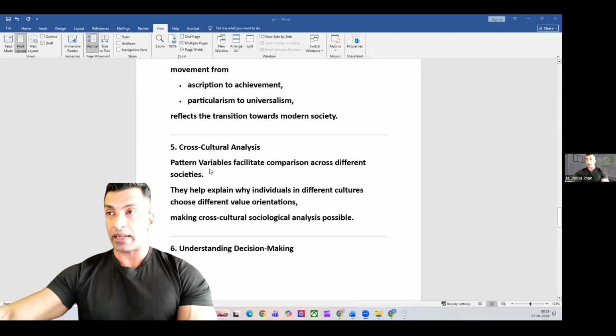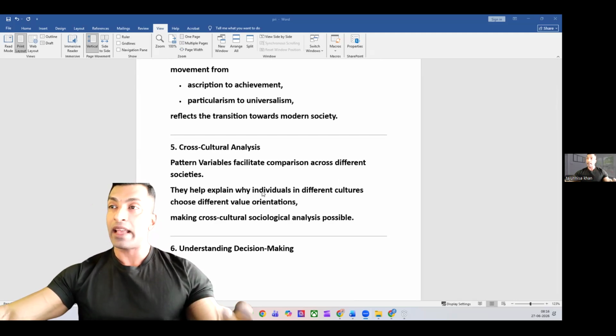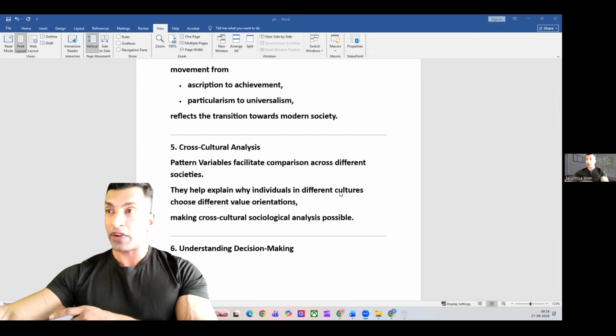Then cross-cultural analysis. So pattern variables facilitate comparison across different societies. They help to explain why individuals in different cultures choose different value orientations. I've explained the Indian context, the US context, if you remember that case, and that makes cross-cultural sociological analysis also possible.